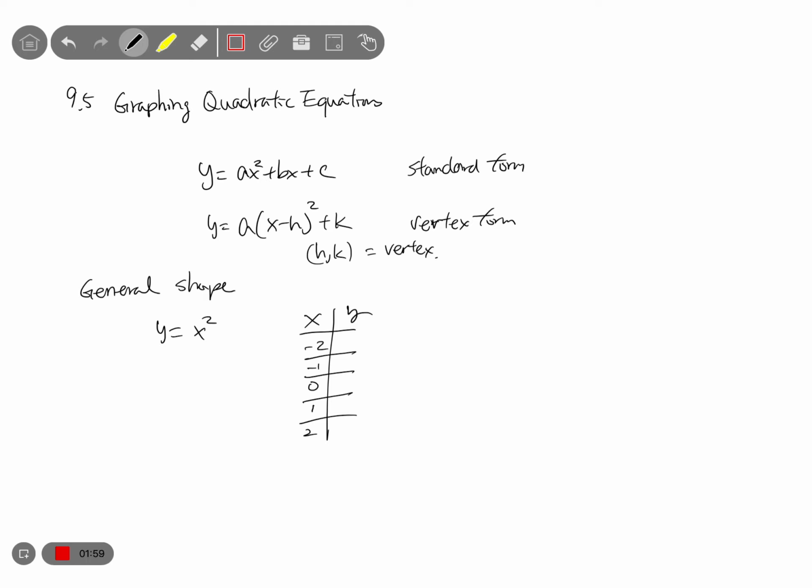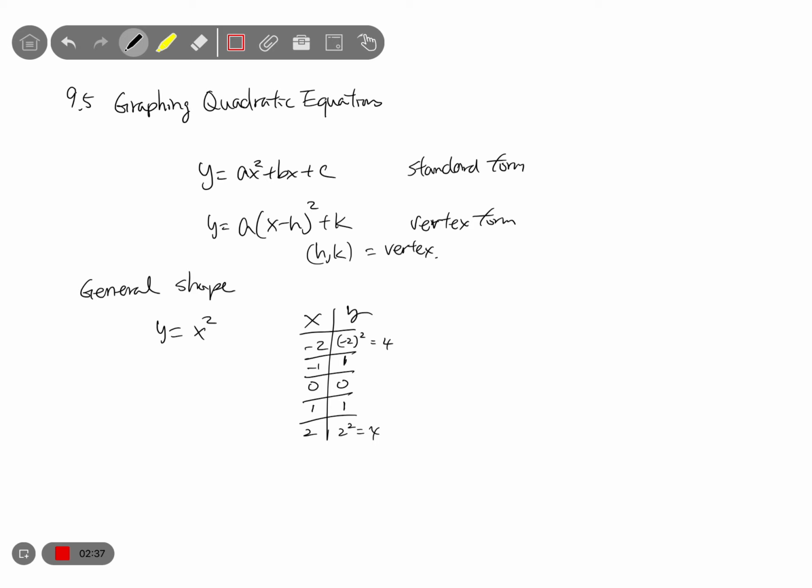And as you plug in those values into the equation y equals x squared, when you plug in 0, 0 squared, you get 0. When you plug in 1, 1 squared is 1. When you plug in -1, using x equals -1, you get -1 squared, which is positive 1, sorry. And the same idea. When you plug in 2, you get 2 squared, which is 4. And when you plug in -2, you get -2 quantity squared, which is also positive 4.